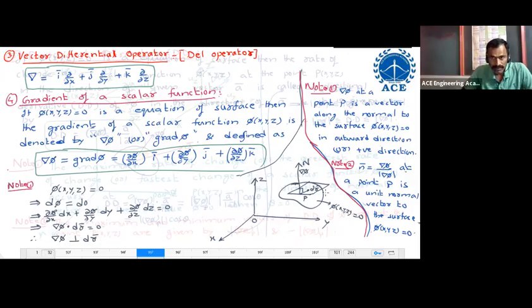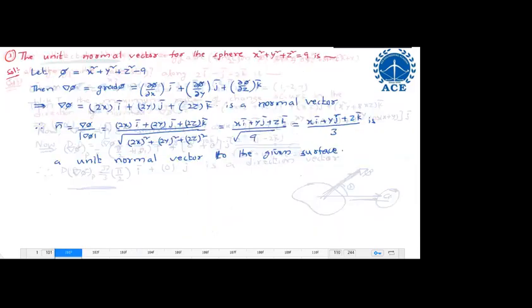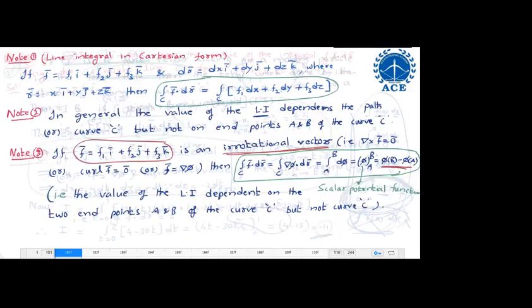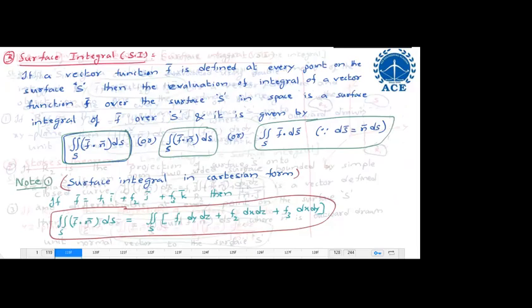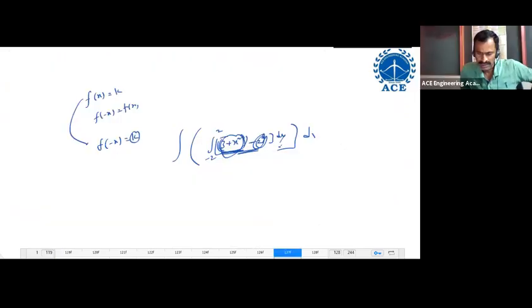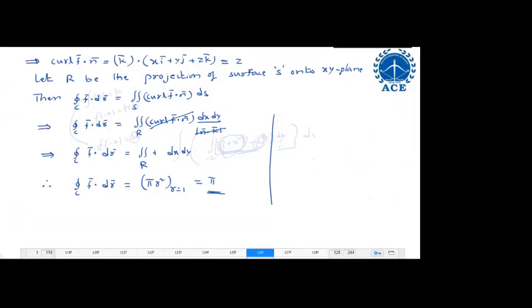Sir, and 161. Only 61 or 161? 161 is not there, I think. 126 is the last. Oh, I thought I wrote it wrong, sir.